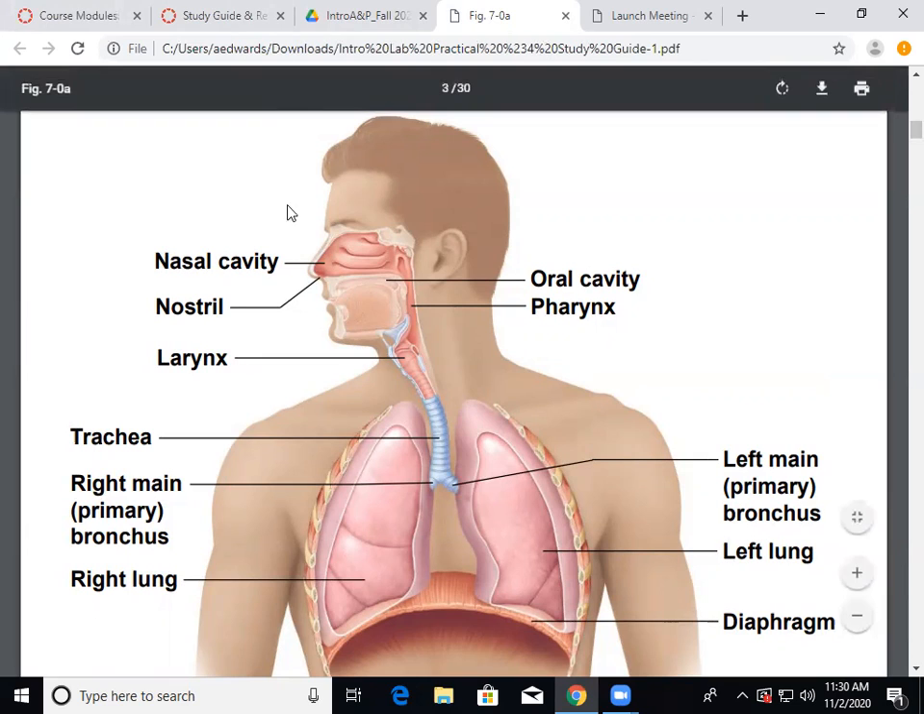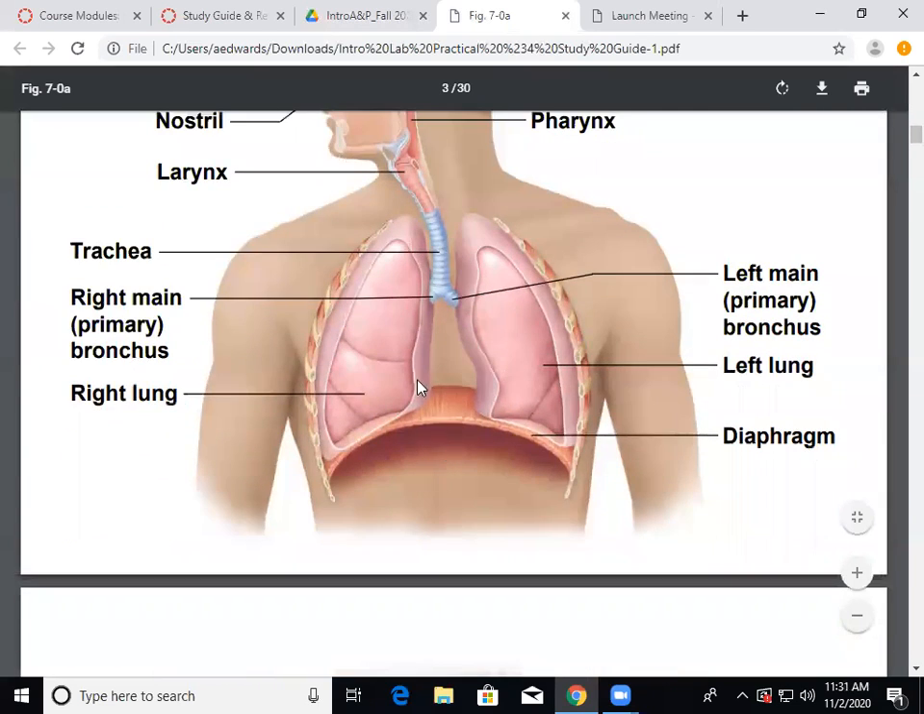If you're inhaling through your nose, air is going through your nostrils into your nasal cavity. Then air goes down through your pharynx to your larynx. If you're breathing through your mouth, air will go straight from your oral cavity to your larynx, and then to your trachea. Then you'll have the main bronchi, left and right. They'll go to the left and right lungs.